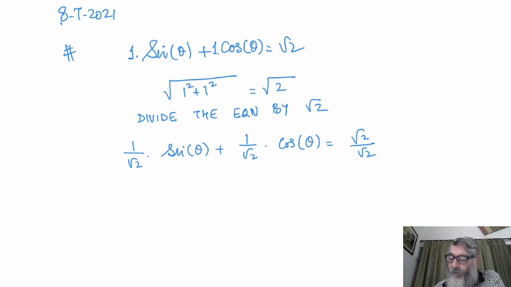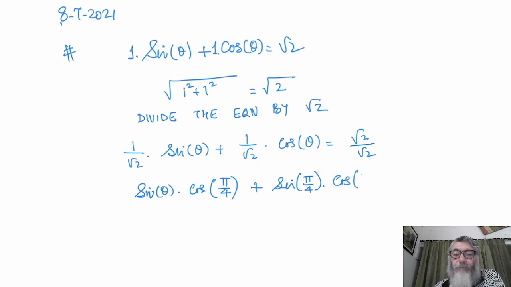Like I can write it to be sine theta cos pi by 4. Cos 45 is 1 by root 2, so is sine 45. We will be writing it as sine pi by 4 cos theta is equal to 1. Instead of cos pi by 4, in the first step I could have written sine theta sine pi by 4 also. I'll tell you just now.